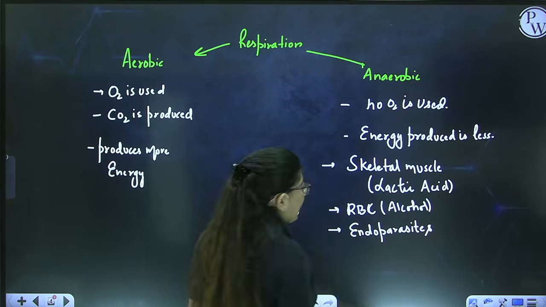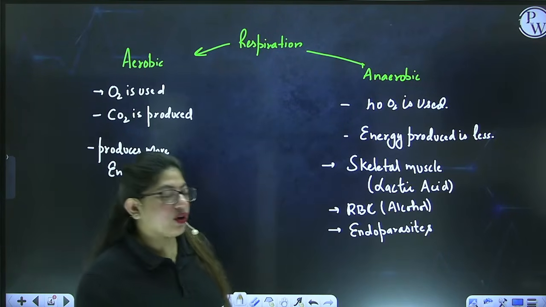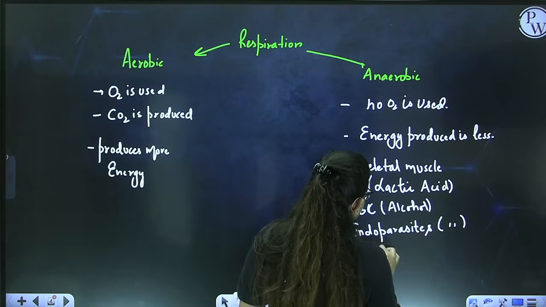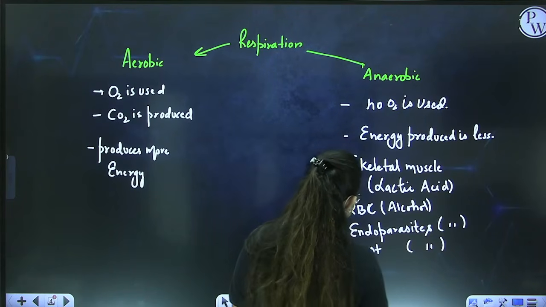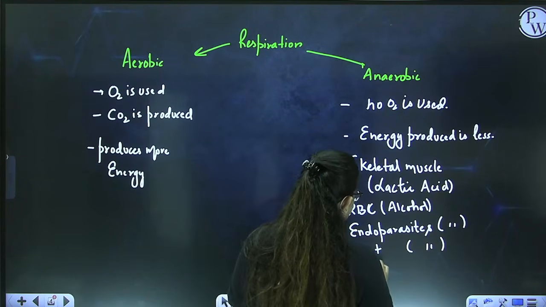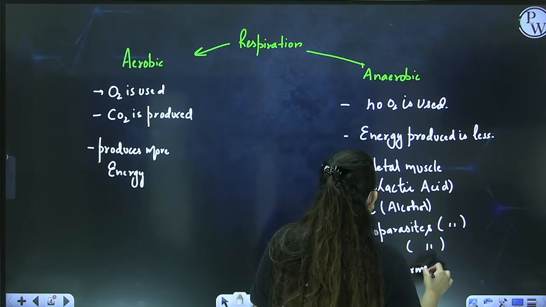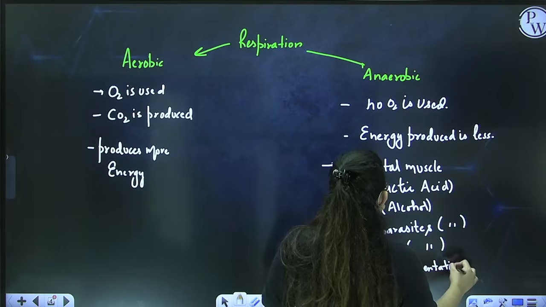Endoparasites like Ascaris, yes, they also undergo anaerobic respiration and they also produce alcohol. Yeast fermentation, yeast also produces alcohol. And then we have cellulose fermentation. All these are examples of anaerobic respiration.